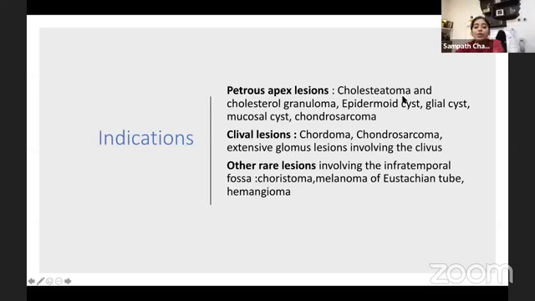Coming to the indications, the lesions involving the petrous apex are cholesteatoma, cholesterol granuloma, epidermoid cyst, glial cyst, mucosal cyst, and chondrosarcoma. Clival lesions include chordoma, chondrosarcoma, and extensive glomus lesions involving the clivus. Other rare lesions involving the eustachian tube area include choristoma, melanoma, and some of the hemangiomas.